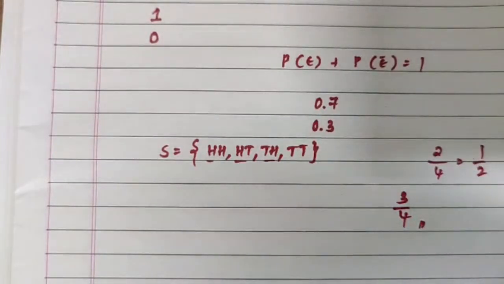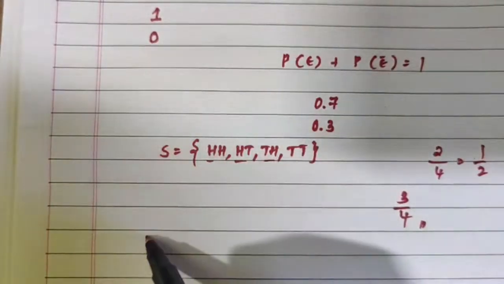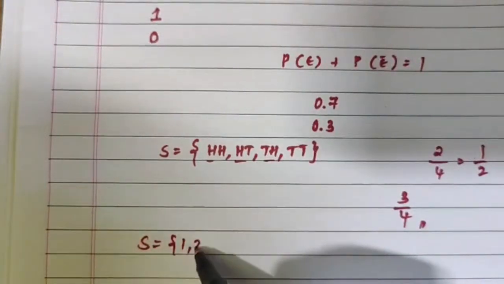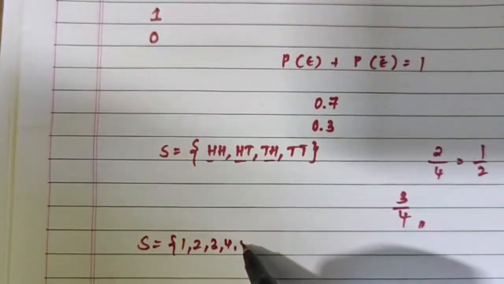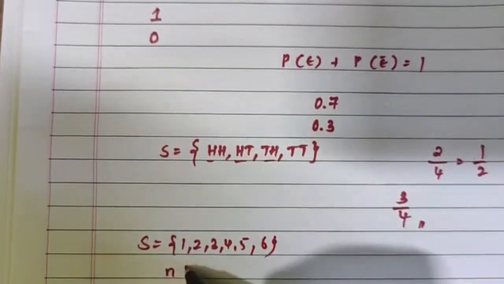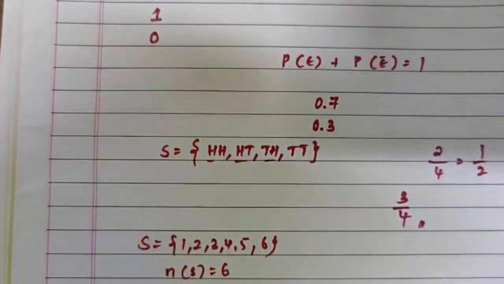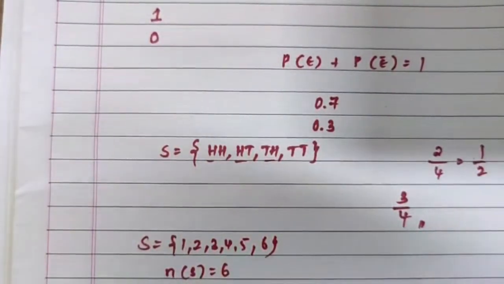So if you are throwing a dice, what is the sample space? It will be S equals 1, 2, 3, 4, 5, 6. So n of S is what? n of S is 6. Based on this, you can have questions. If 2 dice are thrown simultaneously, the total outcomes n of S will be 36.